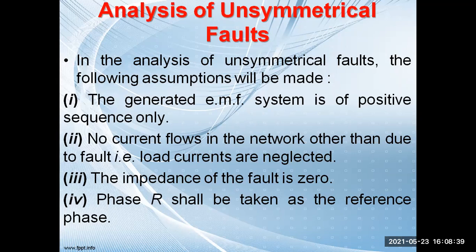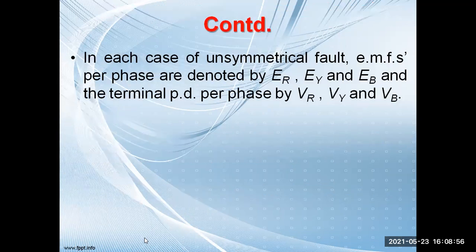You have to understand this: we will always assume that the R phase is taken as the reference, and based on that, the currents of the other phases, Y and B, will be calculated. So these are basically the basic assumptions for the unsymmetrical fault analysis.